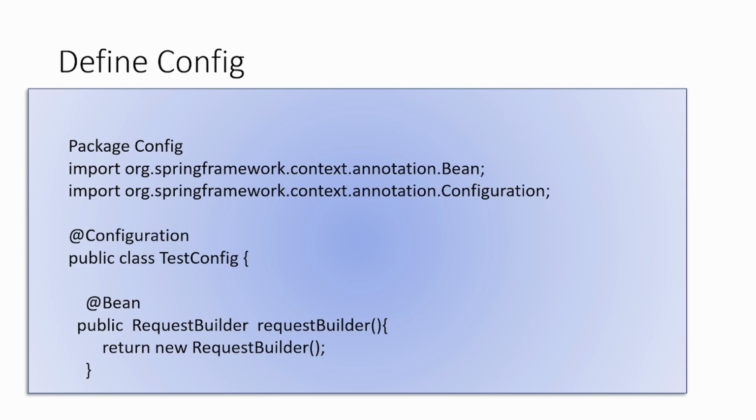Now coming to the implementation of bean, how we can implement it. So first thing is you need to define a config file. In the config file, we will be using the @Bean annotation to declare a method which has a return type with an empty argument constructor of the class for which we want to create a bean. So let's say in this example, we are creating a bean of the RequestBuilder class. So we have written a method which is returning a new instance of RequestBuilder, and we have used the @Bean annotation for that.